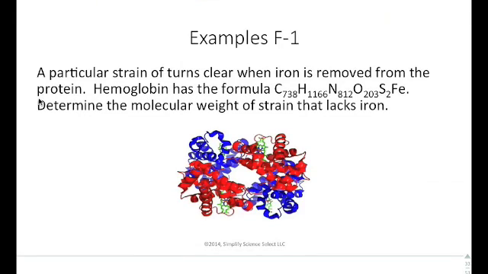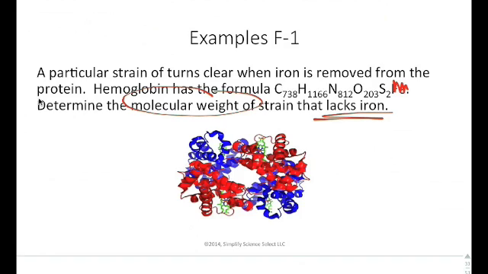In this example, it says you have a particular strain of hemoglobin that turns clear whenever iron is removed from the protein. Hemoglobin has the formula 738, 1166, 812, and then 203 oxygens, and then two sulfurs and an iron. It says determine the molecular weight, that's another way of saying molecular mass, of the strain that lacks iron. So the fact that it lacks iron means I'm going to cross it out.